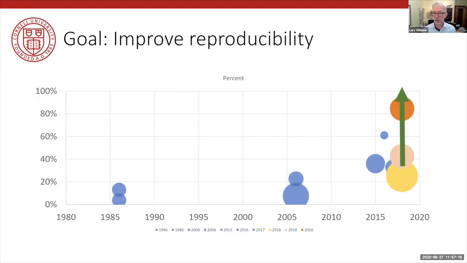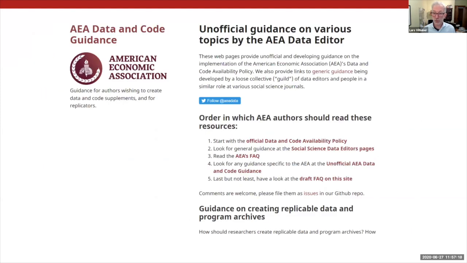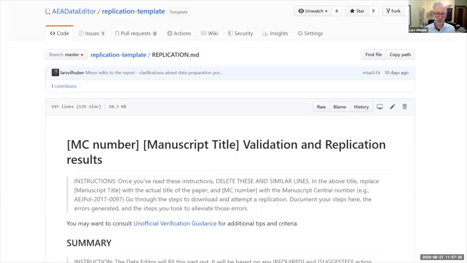And the goal is obviously to reproduce all of the papers and to move that topic up. We provide specific guidance on the website, so if you're actually submitting to the AEA, we provide very detailed guidance. We're in the process of revising that and making it even clearer about what it is that you need to do. So all of this is out there. The actual report that you will receive as an author once you submit the paper to us, all of the elements that you are going to see in that report, the template is out there.